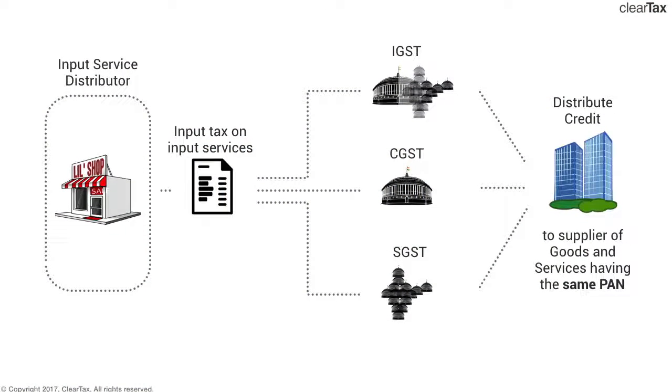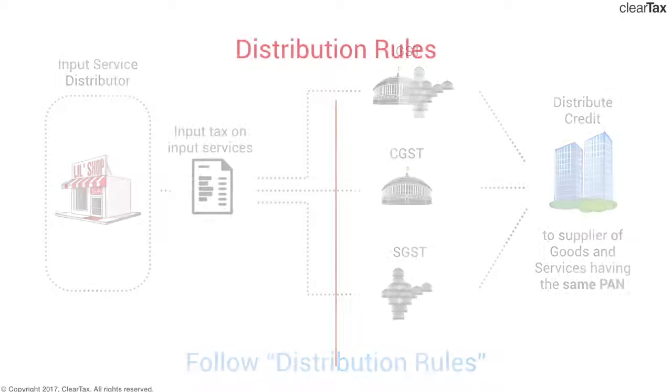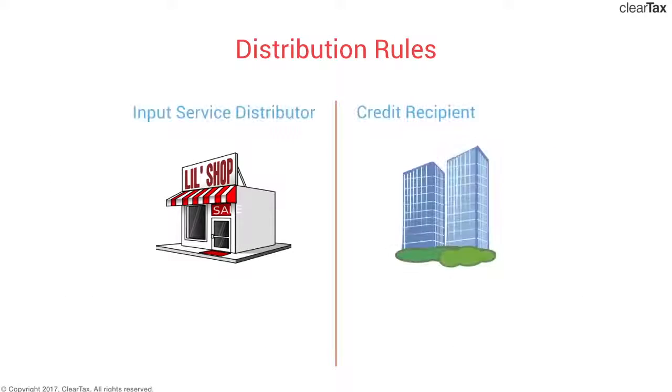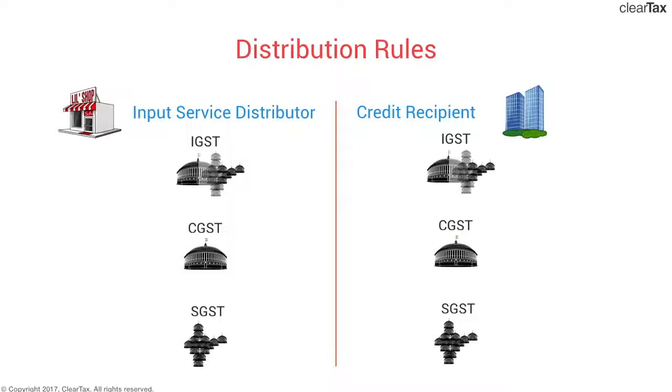This distribution of ISD has to follow certain rules. Let's call them the distribution rules. They are similar to the set of rules that we discussed of input tax credit. Let's check them out. So you have the input service distributor and you have a credit recipient. The input service distributor is the one who has the tax invoice, and he has the right to transfer the credit to the supplier, to the recipient. This credit can include IGST, CGST and SGST.